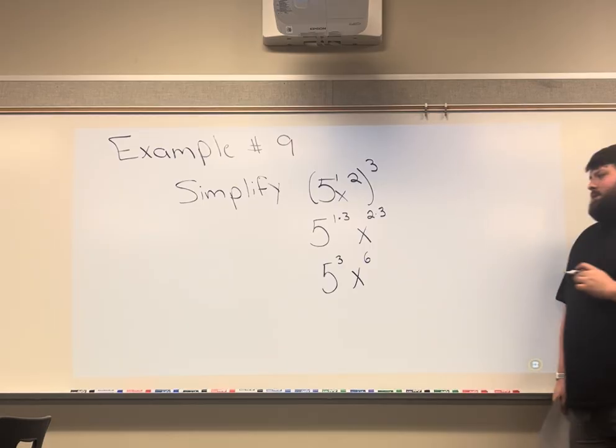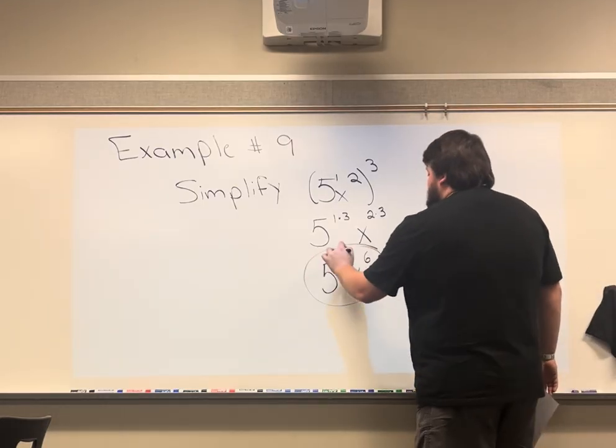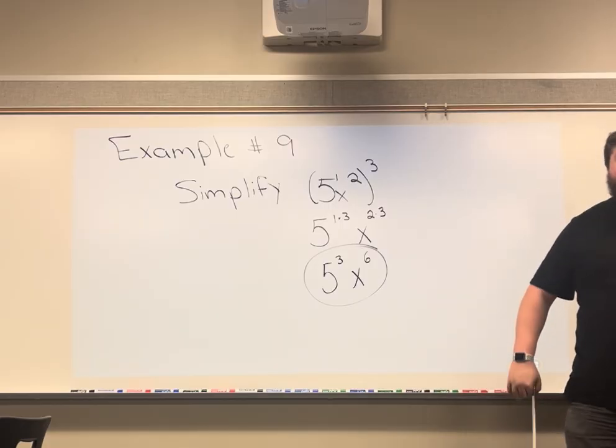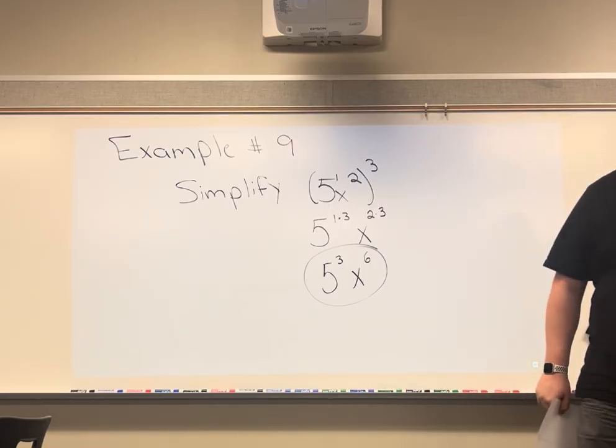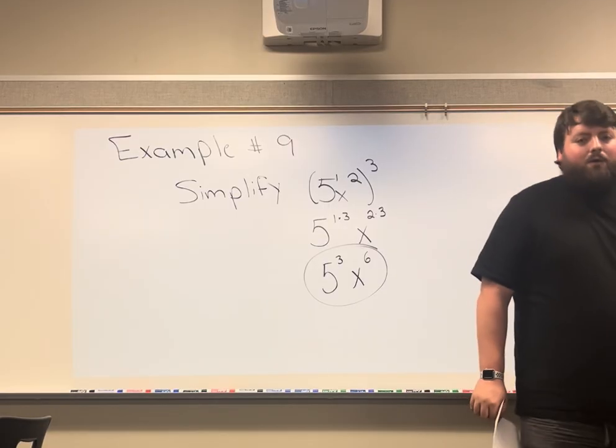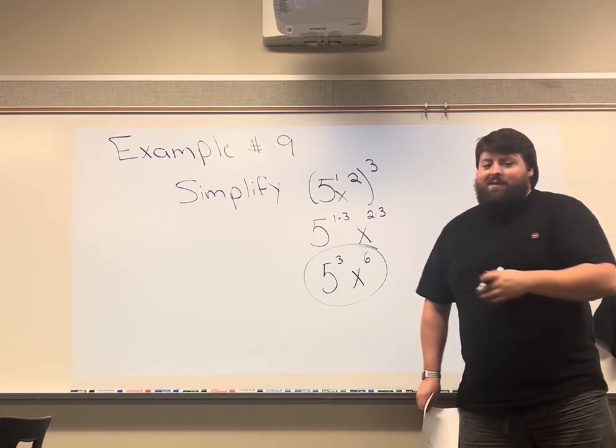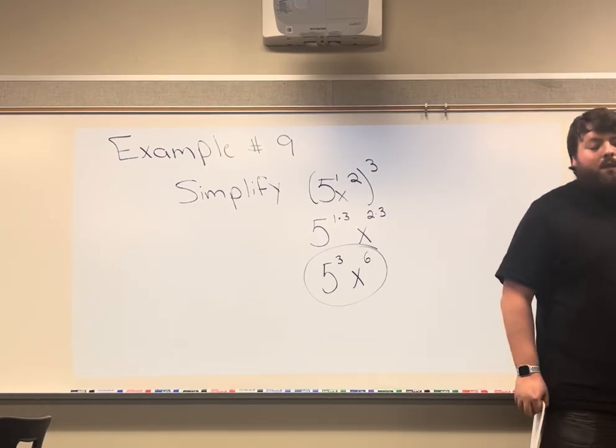Okay? 5 to the third, x to the 6th. And you can just kind of leave it like that. We know 5 to the third is 125. I could write 125 x to the 6th. We don't need to do that. Leave it like this. Okay?